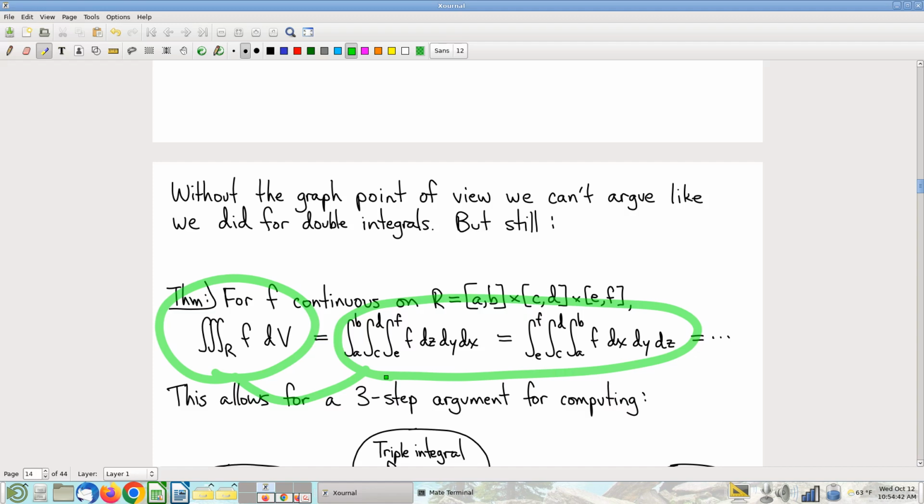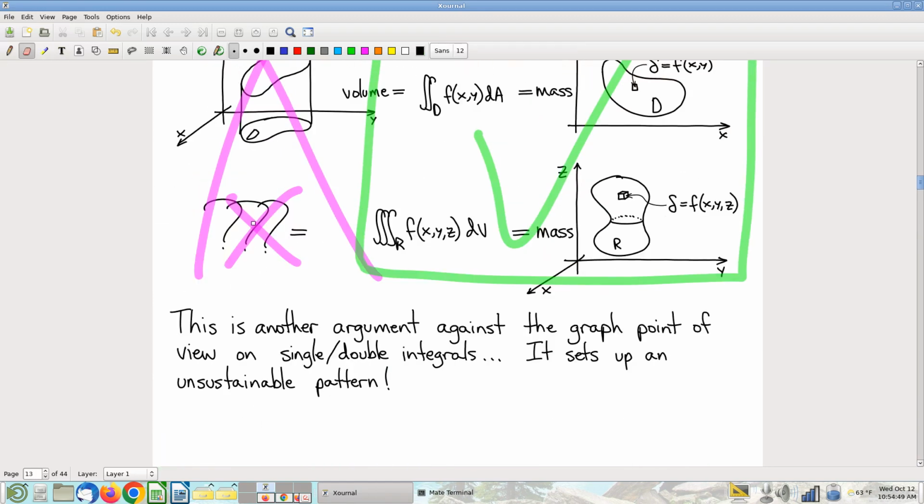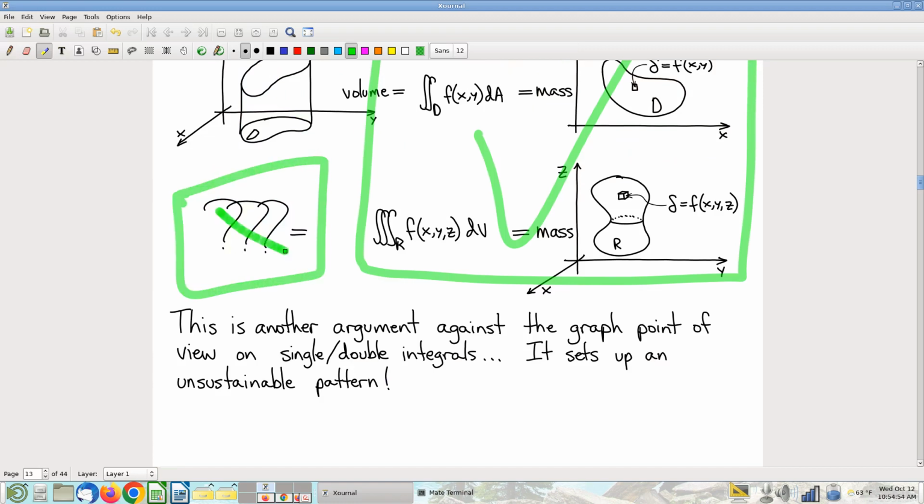I can't give you that argument for triple integrals. As previously noted, if I were to give you that argument for triple integrals, that picture would have to look like this, which we can't. So I can't give you that argument.